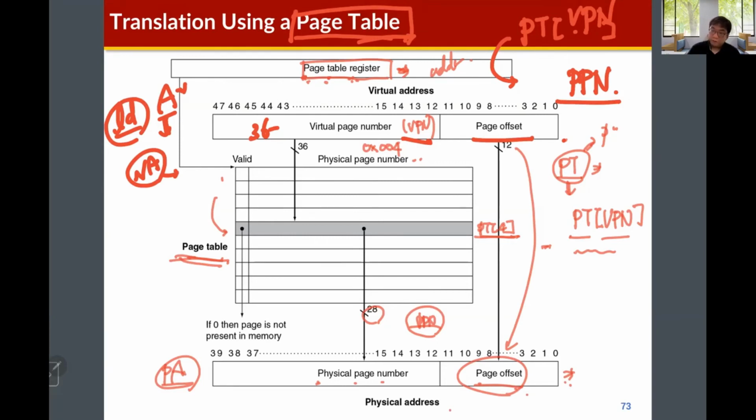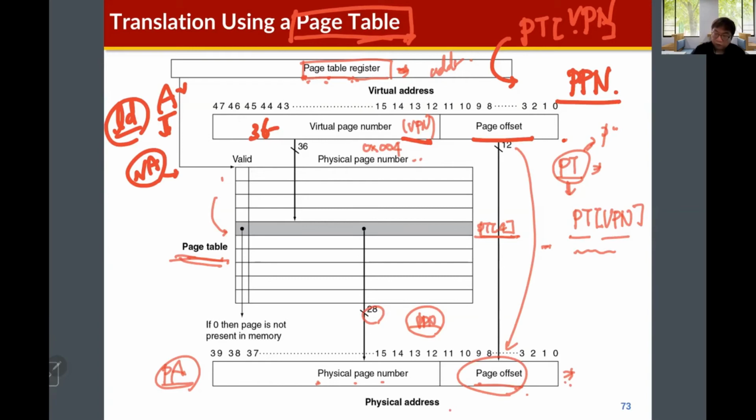Hardware supports some page table access. Also, hardware supports the caching of the page table, called the TLB. But this page table is managed by the operating system, okay? Which means that the page table has the base address, a pointer to the page table, and this pointer is stored in the page table register.